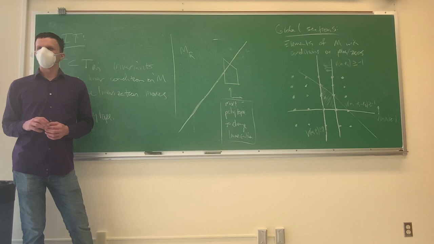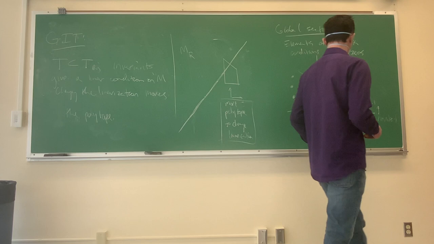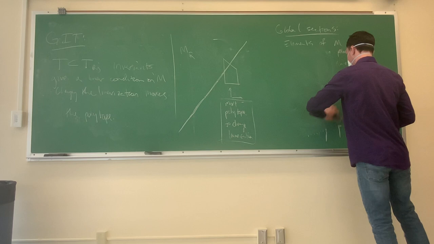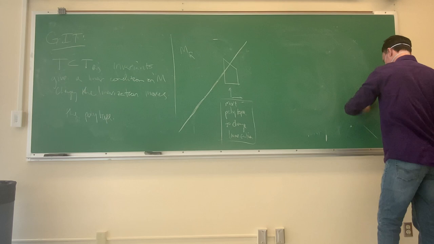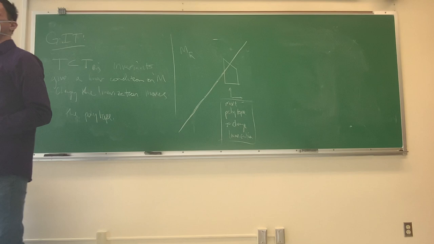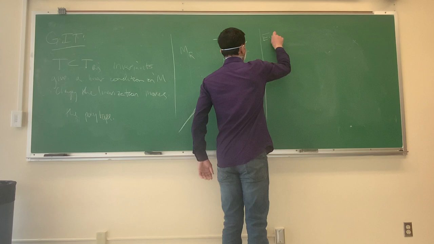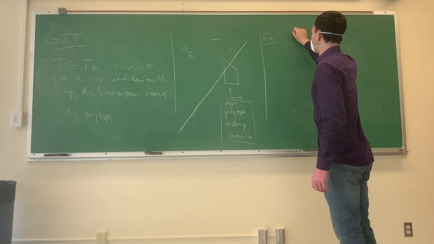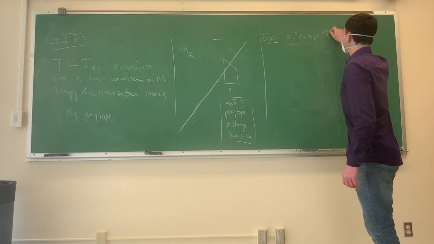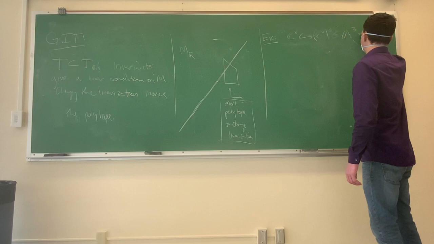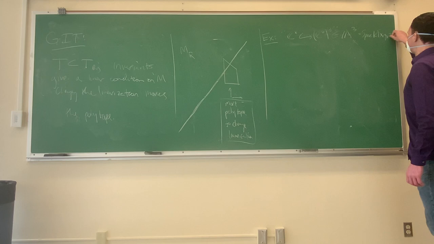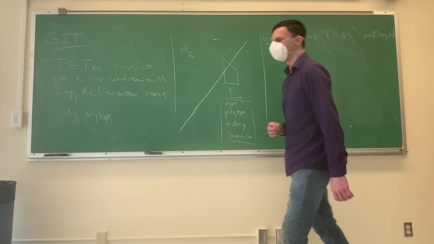Okay, let's talk about an example. I think the simplest non-trivial example I can give you is a one-dimensional torus acting on A3. So I have T, which is just a C star, and it embeds into a three-dimensional torus that acts on A3. This is Spec of C[X, Y, Z]. We'll just use the complex numbers today.